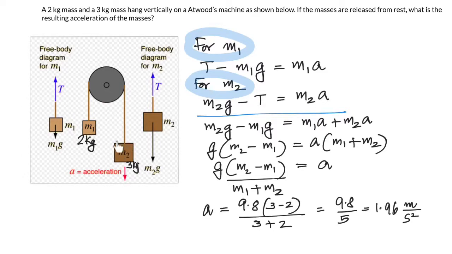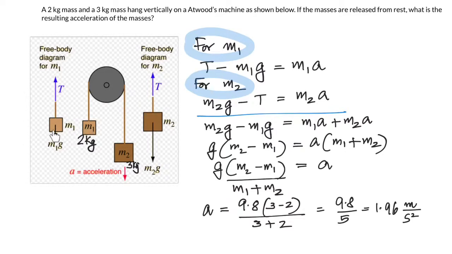If you release these two masses, the heavier one, which is 3 kilogram, is going to go down, and the lighter one is going to go up. But they're going to have the same acceleration. So drawing the free body diagram, which is considering only the forces acting on each object individually.